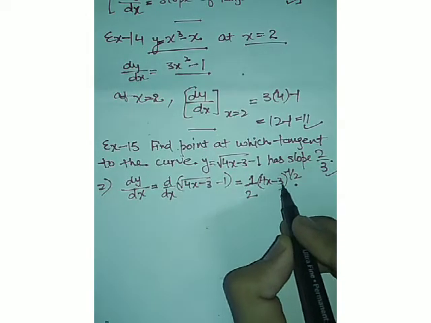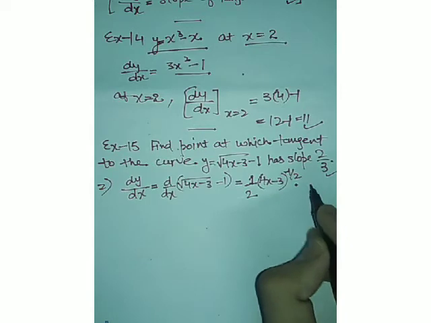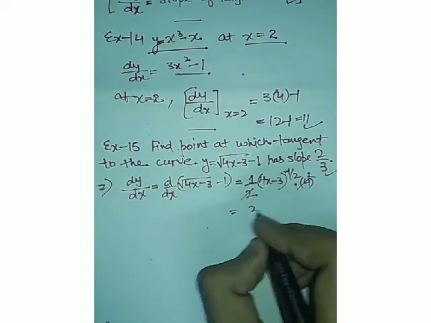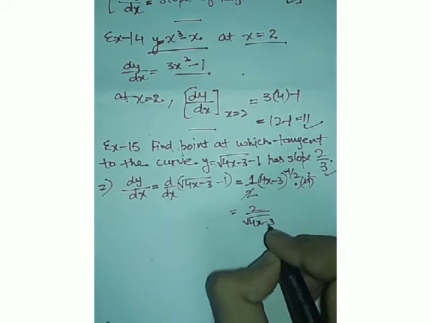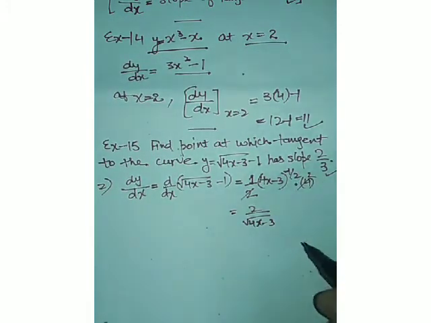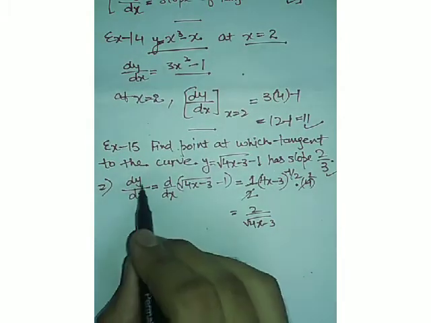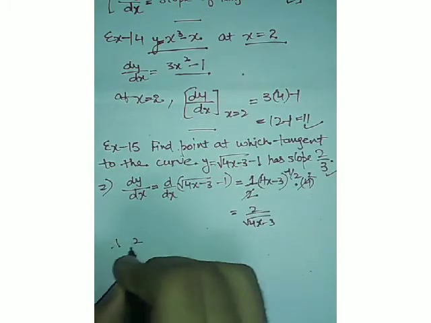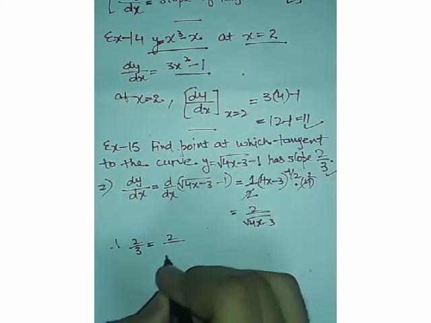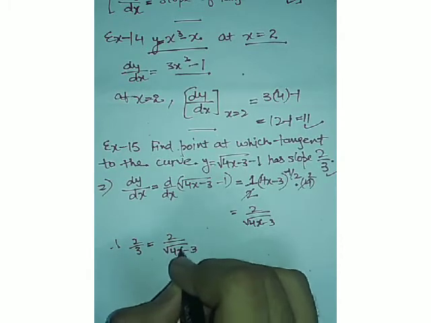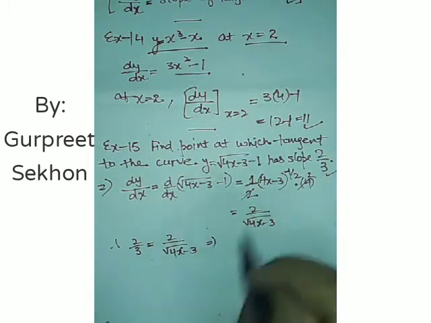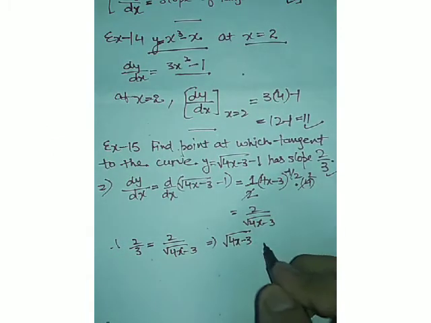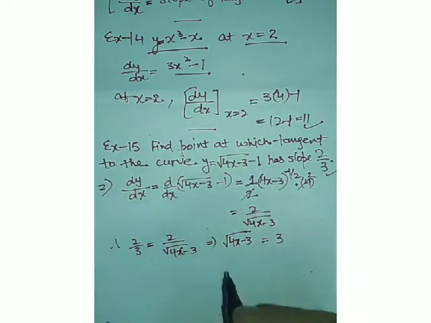Now the bracket will be again differentiated according to chain rule. So 4x minus 3 will be 4. So 2 2s are 4. And what do we get? 2 upon root 4x minus 3, because the power is negative and we will reciprocate that. Now we have dy by dx is equals to 2 by 3 as well. It's given. Therefore 2 by 3 will be equal to 2 upon root 4x minus 3. Clear? Or indirectly, root 4x minus 3 will be equal to 3 because 2 will be cancelled.